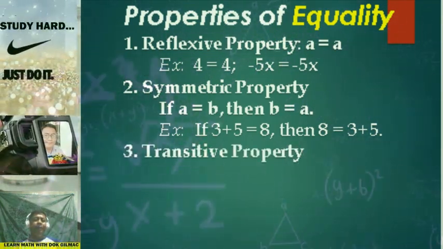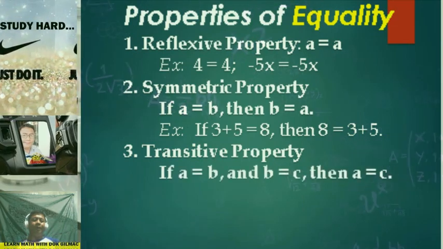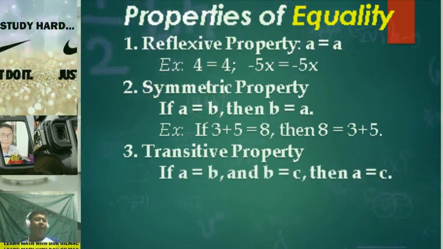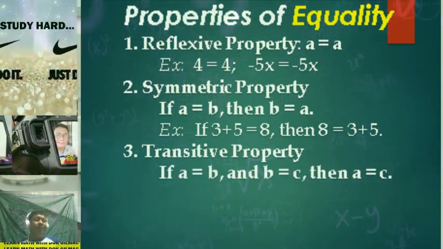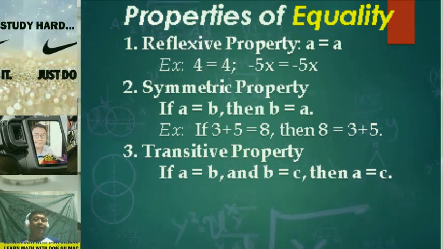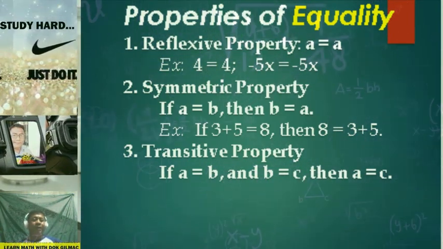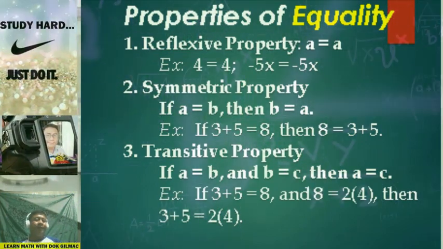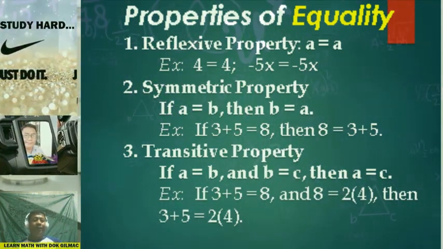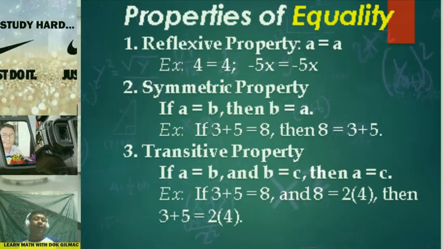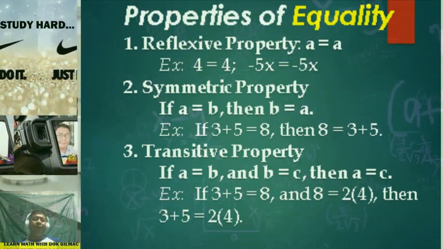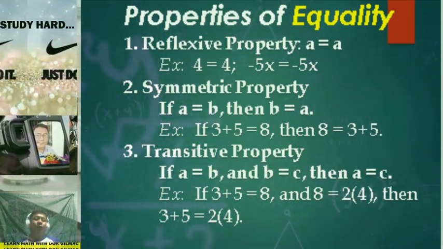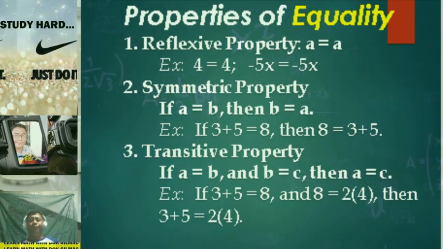Number 3, transitive property of equality. If A is equal to B and B is equal to C, then A is also equal to C. For example, if 3 plus 5 equals 8 and 8 is equal to 2 times 4, then 3 plus 5 is also equal to 2 times 4.